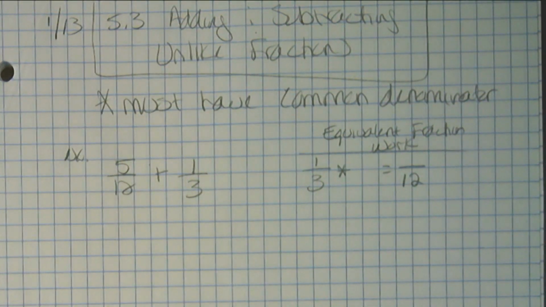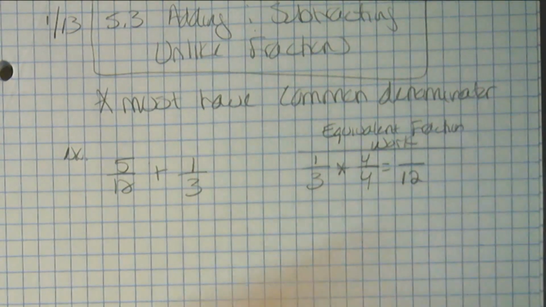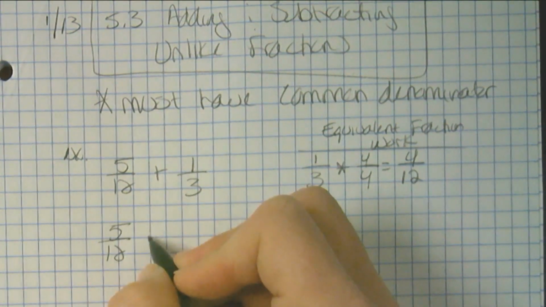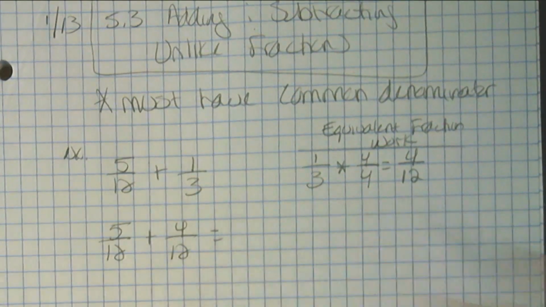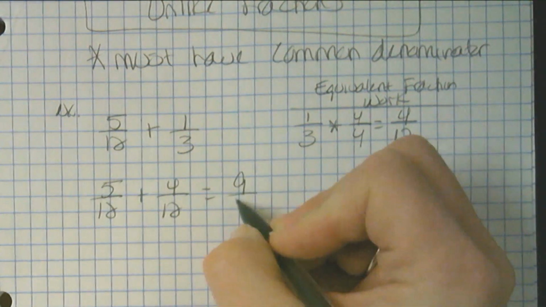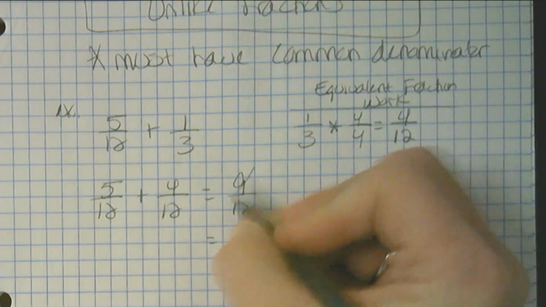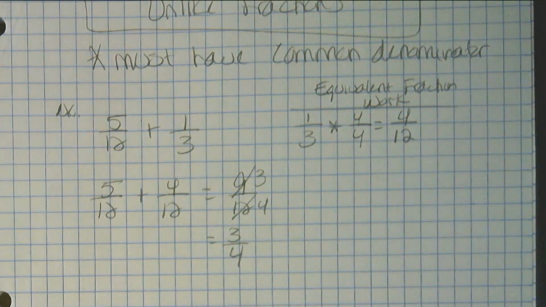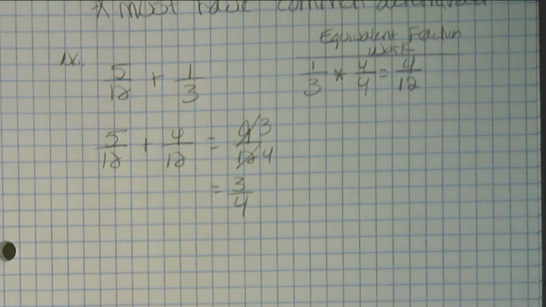What am I multiplying 1/3 by to get an equivalent fraction with 12 as my denominator? Sophia? Yep, 4 over 4. So I end up with 4/12. So I'm going to go back and rewrite what I have. When you have regular fractions, I'm okay with you leaving it horizontally. If you want to set up vertically, that's fine. Mixed numbers, you have to set up vertically. So now I end up with 9/12. 9 is divisible by 3. 12 is divisible by 3. I end up with 3/4. All right, let me give you another one to do.